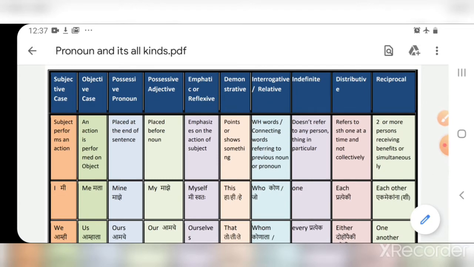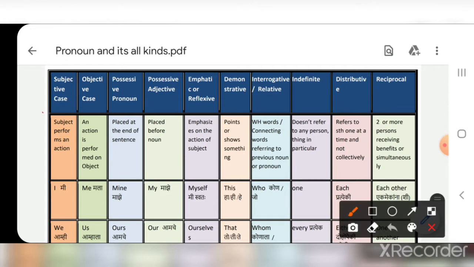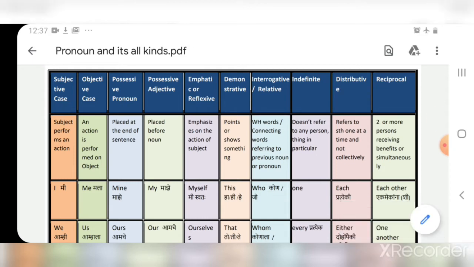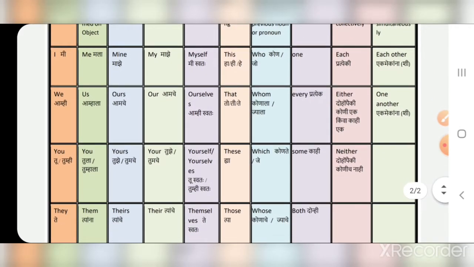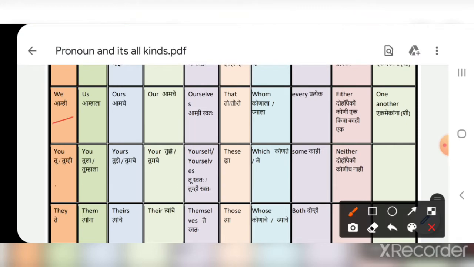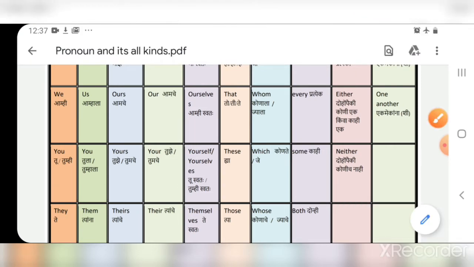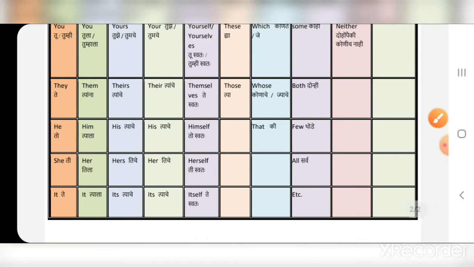Now let's see the kinds of pronouns. The first kind is subjective case. They are also known as nominative pronouns. Please look at the first column. Subjects perform an action in a sentence, so they are used at the beginning of the sentence. Which are the subjective case pronouns? I, we, you, they, he, she, it. You must have noticed we begin our sentences with I, we, you, they, he, she, or it.